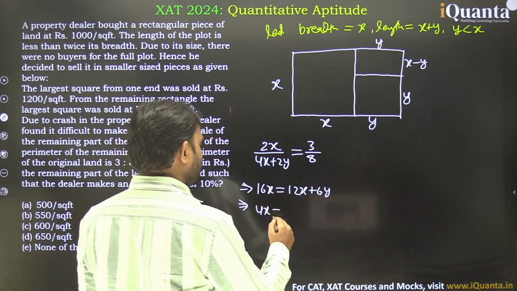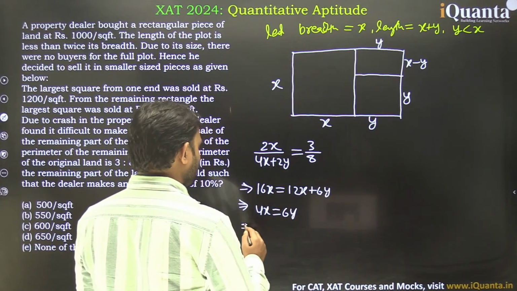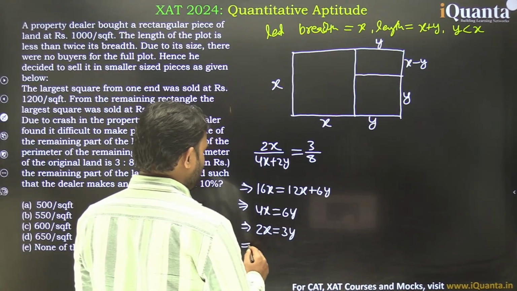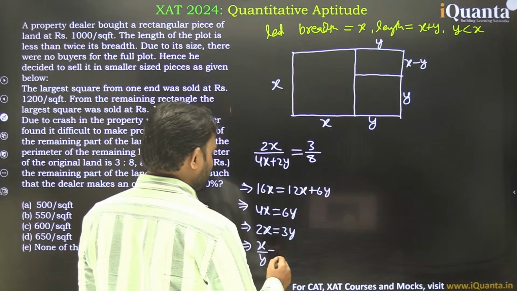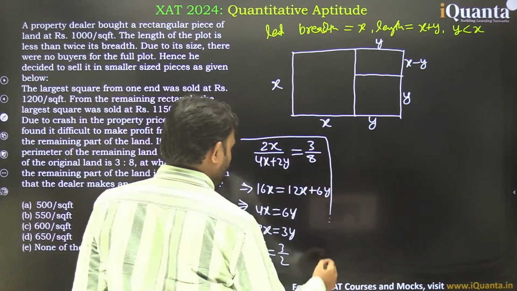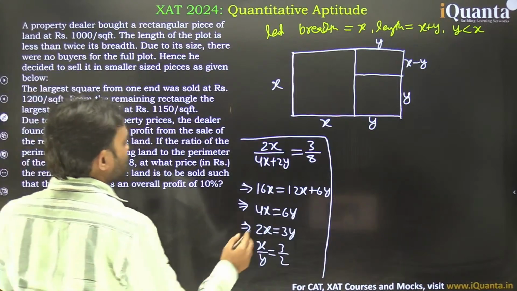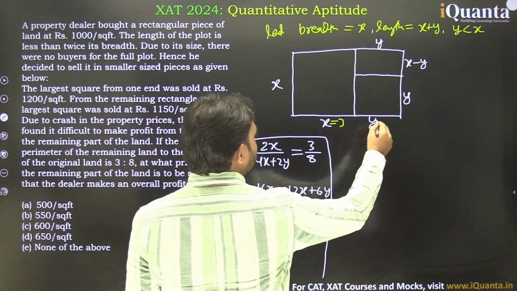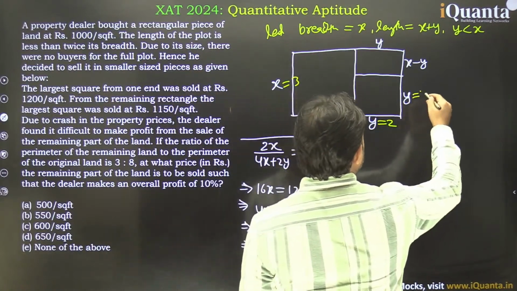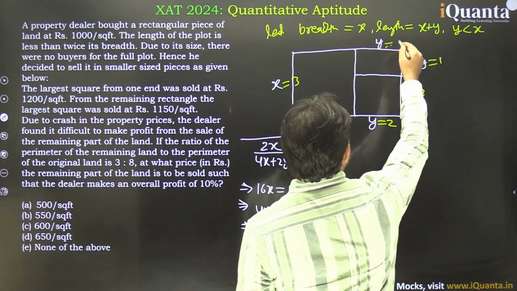or 4x is equal to 6y, or 2x is equal to 3y, or we can say x by y is equal to 3 by 2. So we got x upon y is equal to 3 by 2. So let's take this value as 3 and 2. x is equal to 3, y is equal to 2. This will become 1, this is 2.